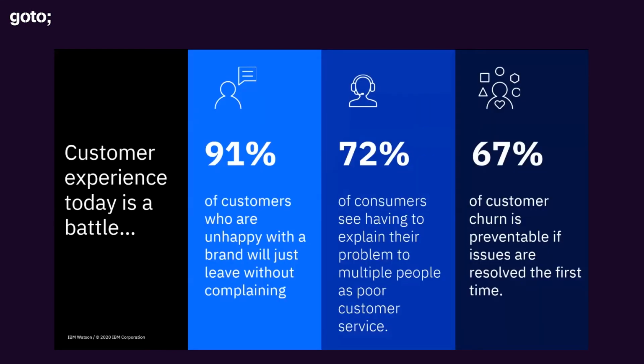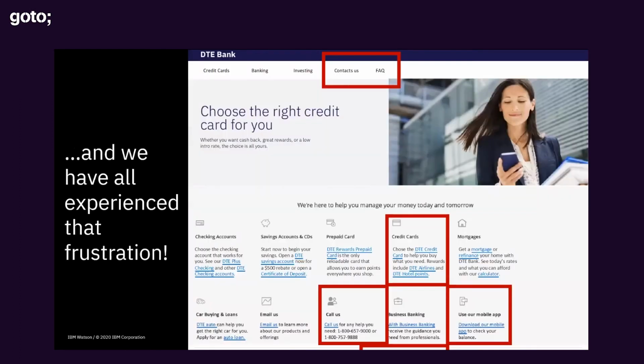A main reason for this high year-over-year growth in interest in conversational platforms is, as you see here, that more than 90% of customers who are unhappy with a brand will leave without complaining. That's basically how it is. And 72% of consumers see having to explain their issue again and again to multiple people as poor customer service. And two-thirds of customer churn is preventable if the issues could be resolved the first time. So this is more or less a horror example.